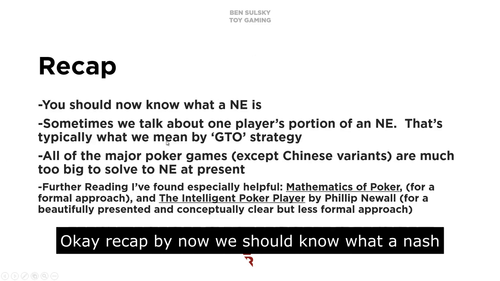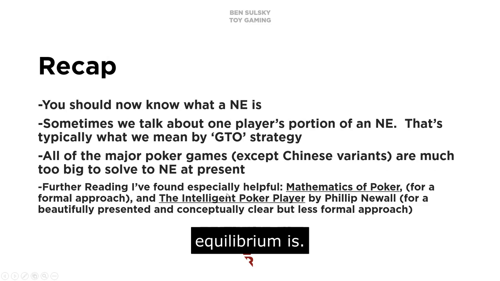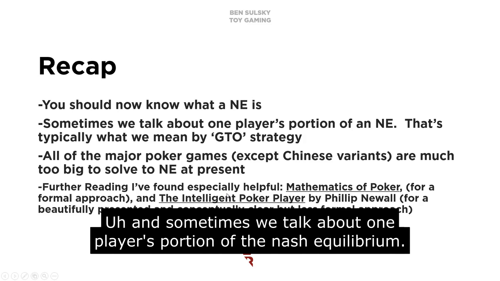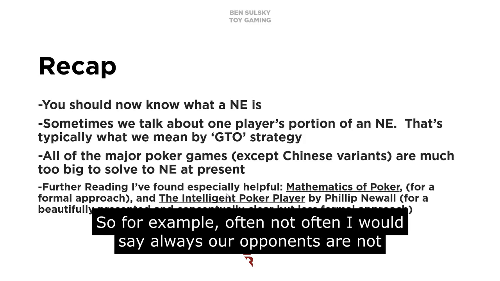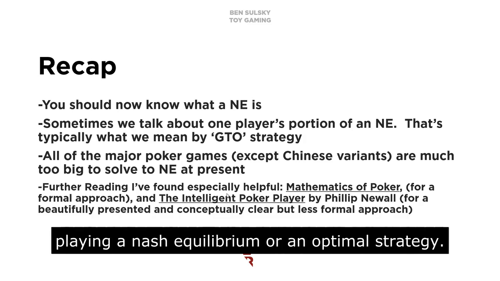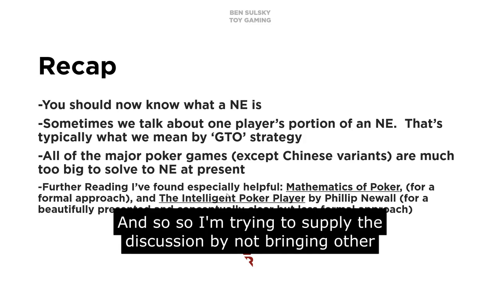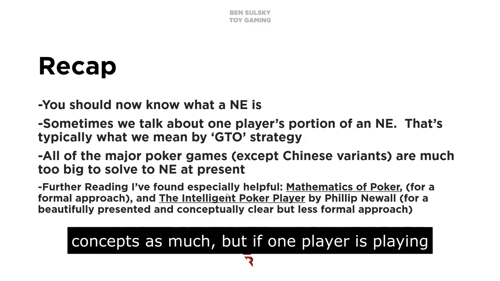Okay, recap. By now, we should know what a Nash equilibrium is, and sometimes we talk about one player's portion of a Nash equilibrium. For example, I would say always, our opponents are not playing a Nash equilibrium or an optimal strategy. And so I'm trying to simplify this discussion by not bringing in other concepts as much.